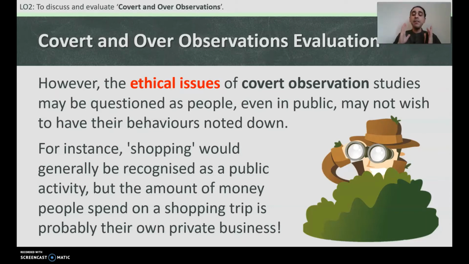However, even in public, it may be argued that some of these may be unethical. So for instance, shopping would generally be recognized as a public activity, but the amount of money people spend on a shopping trip is probably their own private business. So there might be things that aren't ethically acceptable even if they are in public.